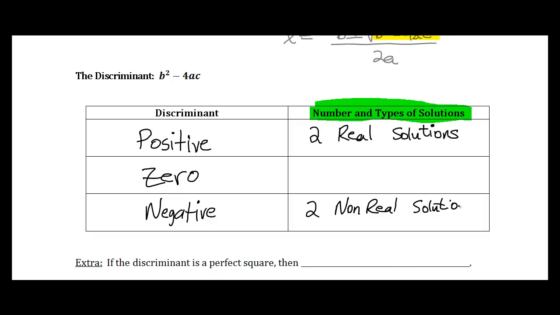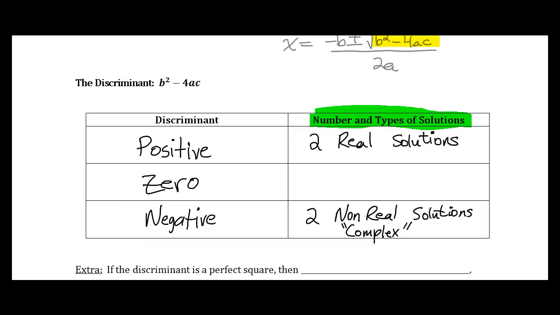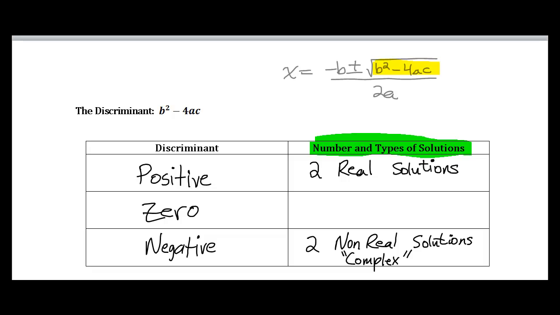Because a real number is a complex number. It just doesn't have an i part. All right. And so you might want to say complex. It has the imaginary point. Okay. Now what we want to do is talk about when we have 0 as our discriminant.